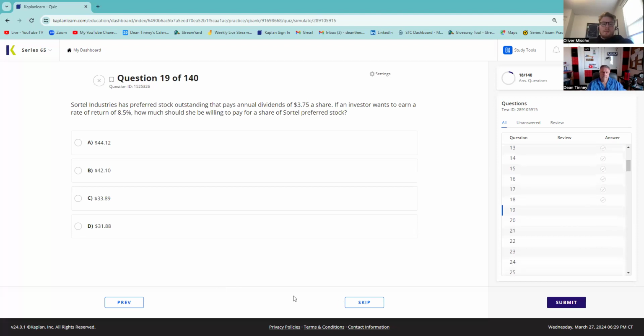Sortel Industry has preferred stock outstanding that pays an annual dividend of $3.75 a share. The investor wants to earn an 8.5% rate of return. How much should she be willing to pay for a share of Sortel preferred stock? Kind of interesting question. I think there are a couple of ways to go about it.